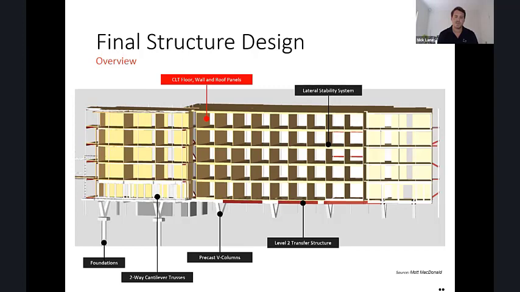In terms of lateral stability, we're getting lateral stability from the CLT shear walls. So the ones that you can see align with the V columns below, they're designed to be slightly stronger and stiffer and provide a large sort of shear wall response. And the CLT floors between those shear walls provide the diaphragm action.